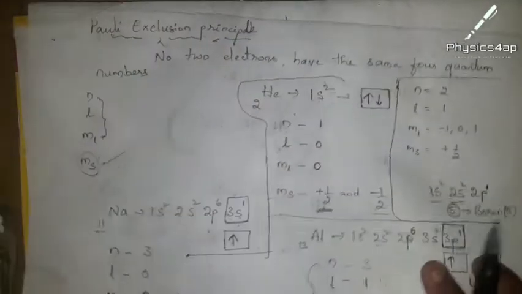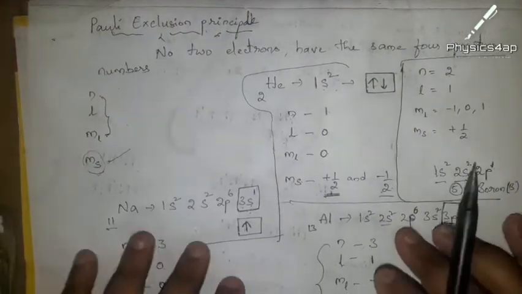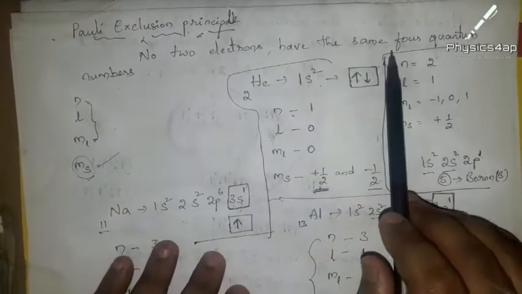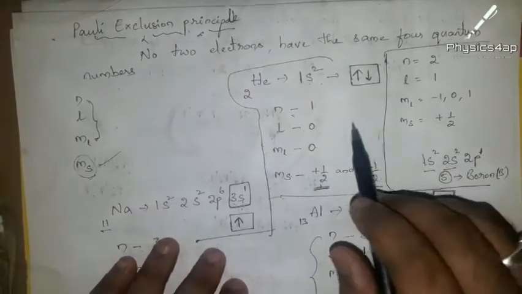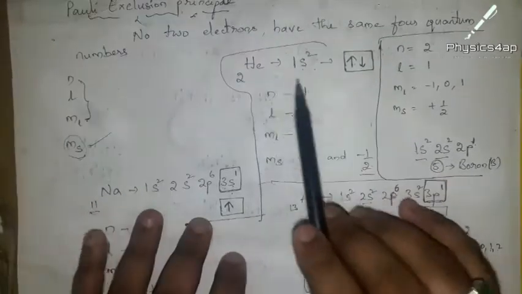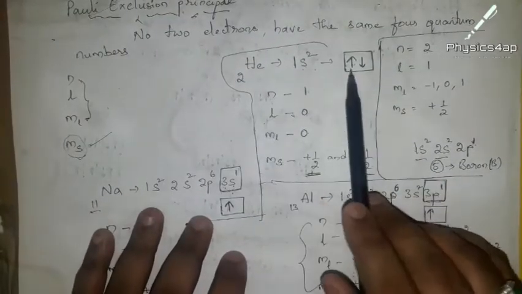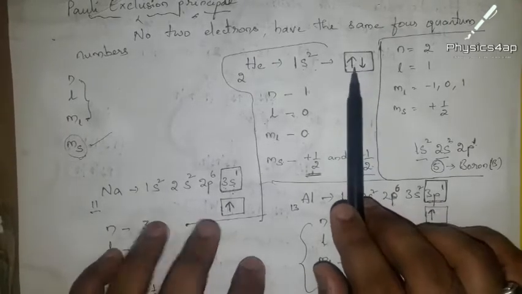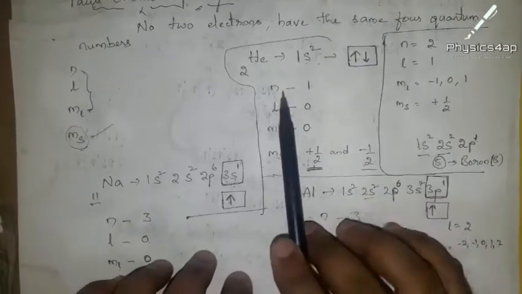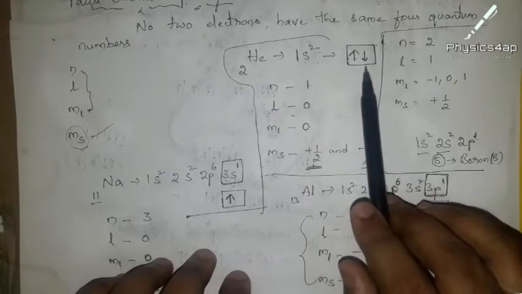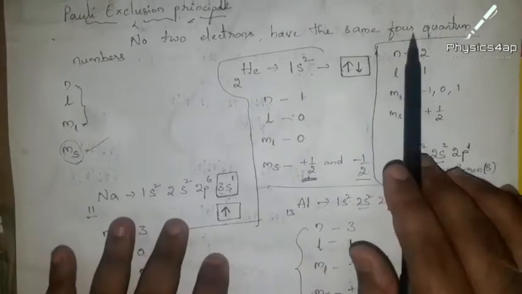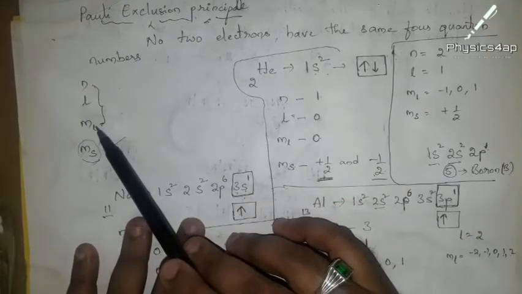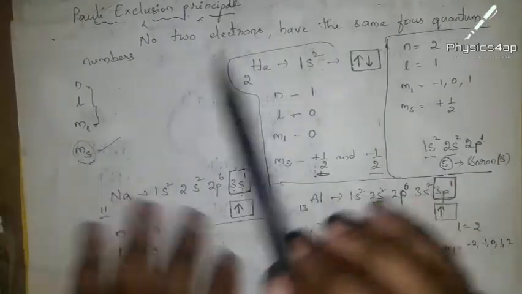And next, we have discussed the Pauli's exclusion principle. Pauli's exclusion principle says that no 2 electrons have the 4 quantum numbers the same. If you take helium, here we have 2 electrons. The exact position and properties of these 2 electrons can be explained with the help of the quantum numbers. So if you take the 4 quantum numbers, these 2 electrons will not have all 4 the same. That is the principal quantum number, angular momentum, magnetic, and the spin quantum numbers. All 4 will not be the same.